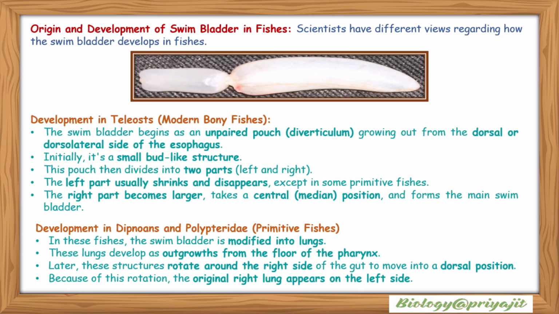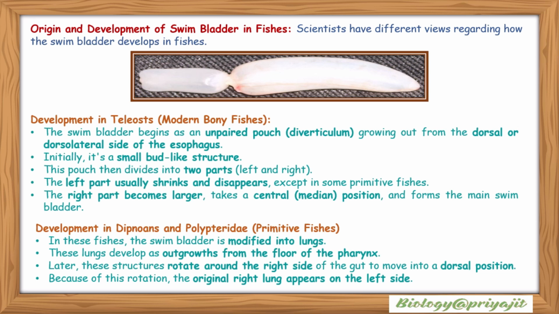This pouch then divides into two parts, left part and right part. The left part usually shrinks and disappears except in some primitive fishes. The right part becomes larger, takes a central or median position and forms the main swim bladder.